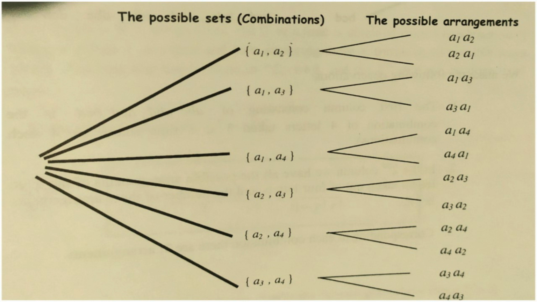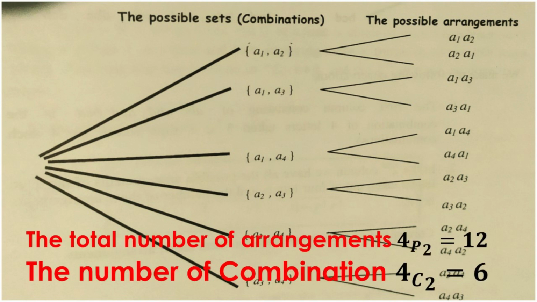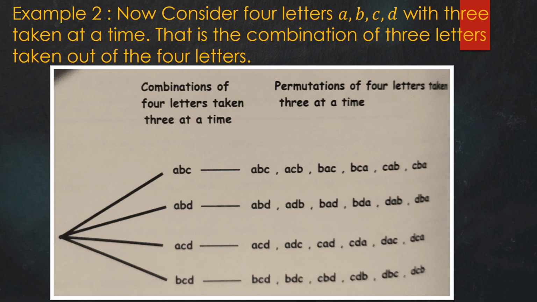So the first part indicates the combination and the second part indicates the arrangements. You can see in a decision tree we have both permutation and combination. The total number of permutations, the arrangements, is 4P2, which is 12. The number of combinations is 4C2, which is 6. Okay, let's look at the second example.